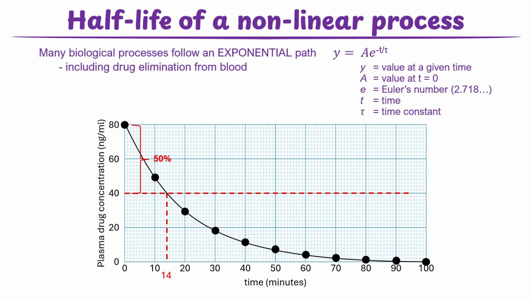In this example, the drug concentration falls to half its starting value after 14 minutes, so the half-life is 14 minutes. The key point is that even though the process follows an exponential curve, the half-life is still measured as the time taken for the value to decrease by 50%.